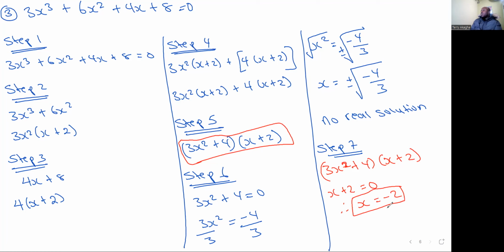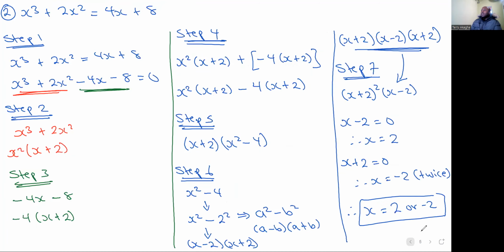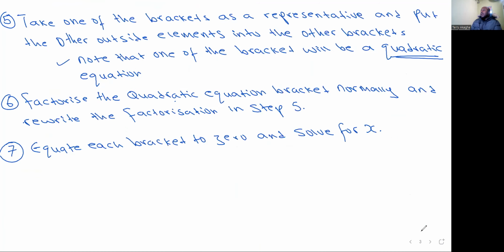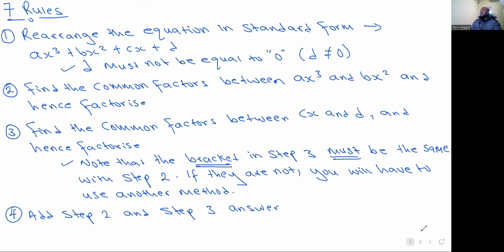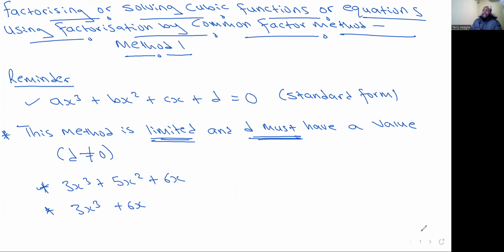All right, so that will bring us to the end of this video. Please go back, have a look, and review the 7 steps on how to solve it. And also, don't forget that when we're talking about using this method, the standard form of any cubic function is ax cubed plus bx squared plus cx plus d. And don't forget that this method is limited. You can solve most questions with it. And d must have a what? A value. So it's key that d must have a value.